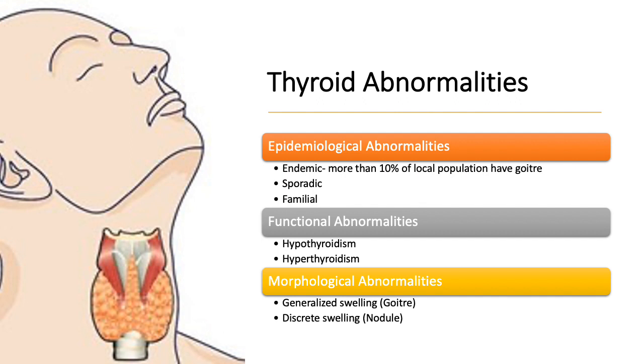Epidemiological abnormalities depend on the occurrence of abnormal thyroid gland. They can be endemic, sporadic, and familial. Functional abnormalities depend on the secretion and blood level of thyroid hormones. It can be divided into hypothyroidism and hyperthyroidism. Morphological abnormalities can be due to generalized swelling, which we call goitre, and the other abnormalities can be discrete swelling, which we call a nodule.